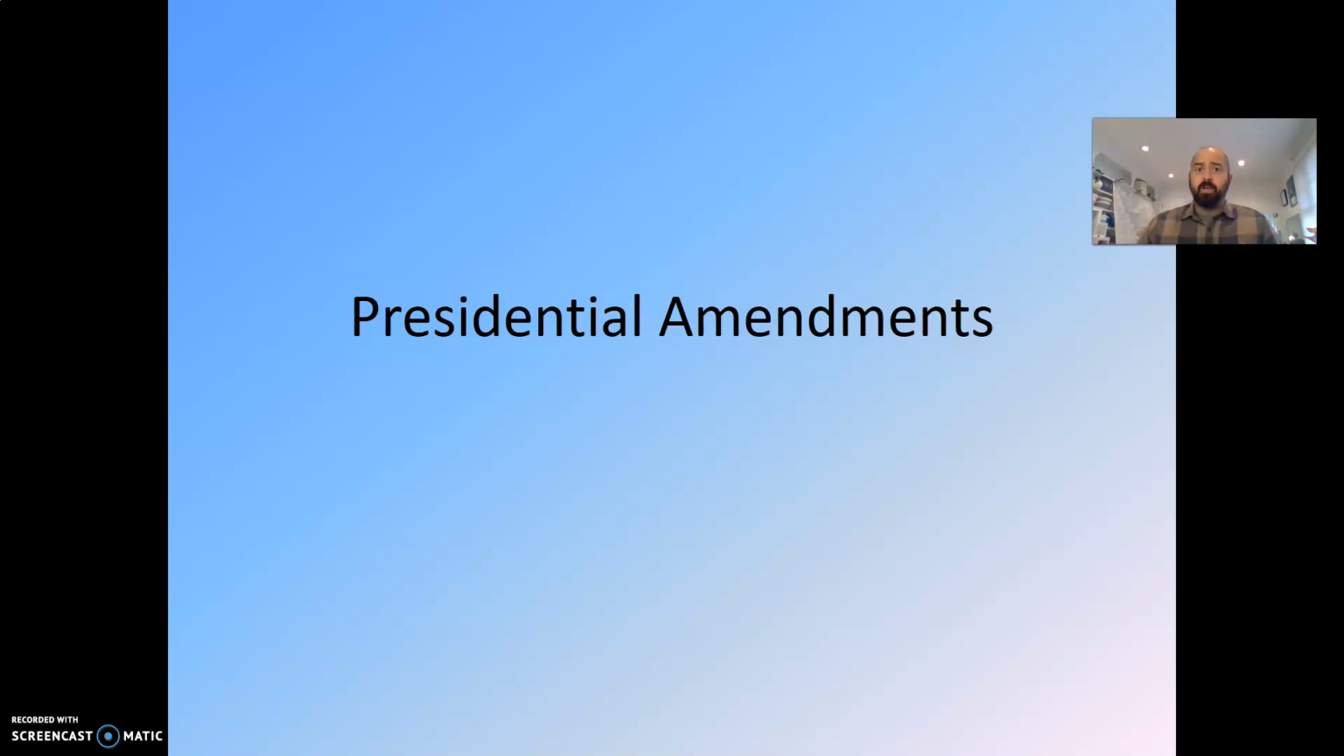Regardless, here we go with a discussion about presidential amendments. You guys know that an amendment is something that changes the Constitution. It's some kind of alteration of something having to do with a very specific thing in the Constitution, or it's adding something to the Constitution itself. So we're going to look at the ones that affect the President of the United States.